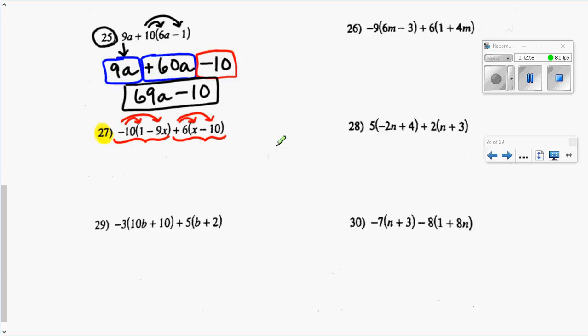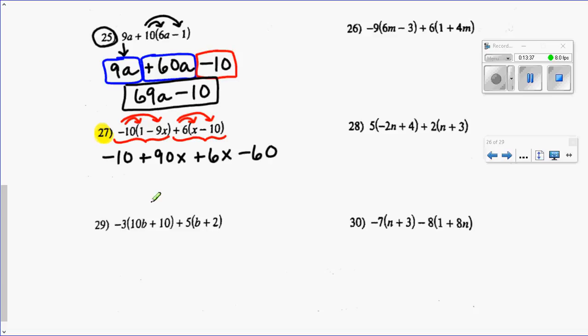Again, pause it and see how you did. Okay, did you get negative 10 for the first term, positive 90x for the second term, positive 6x for the third term, and negative 60 for the fourth term? Remember, we're putting everything together here. So this came from negative 10 times positive 1. This came from negative 10 times negative 9x. This term came from positive 6 times positive x. And this last term came from positive 6 times negative 10.